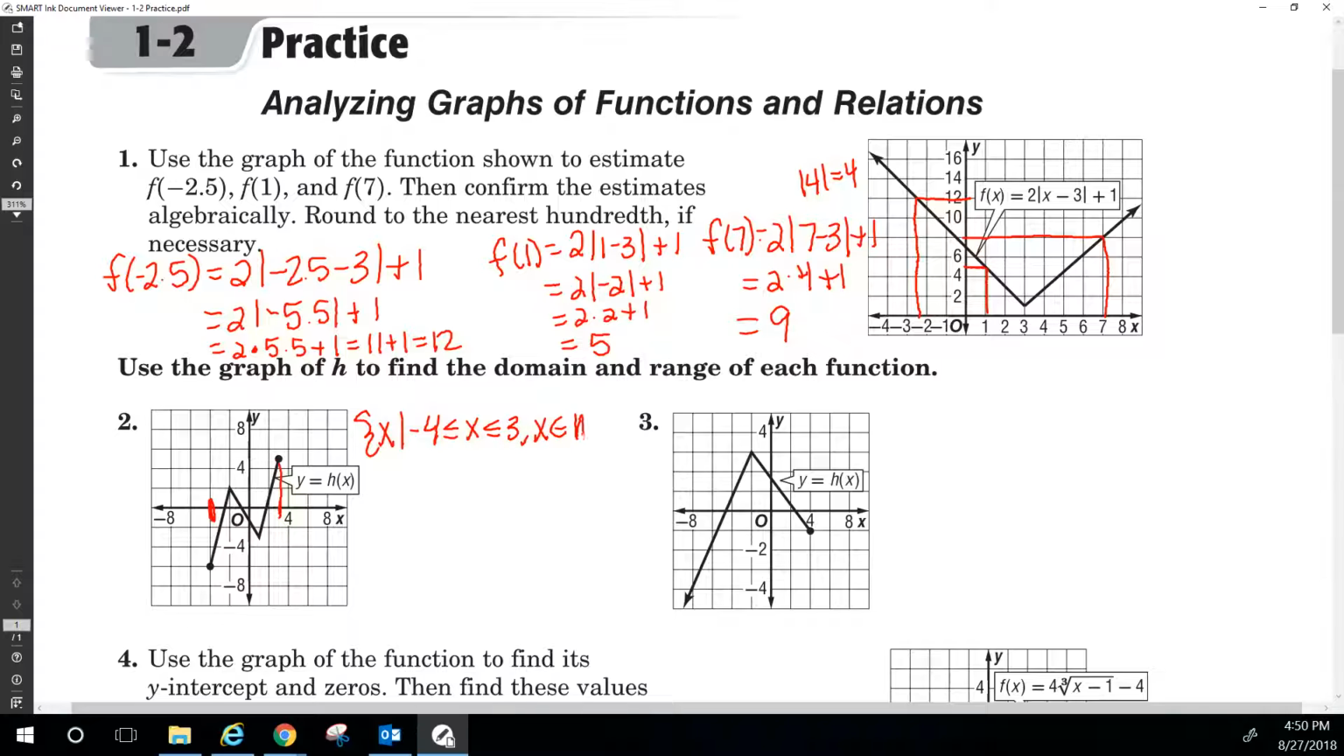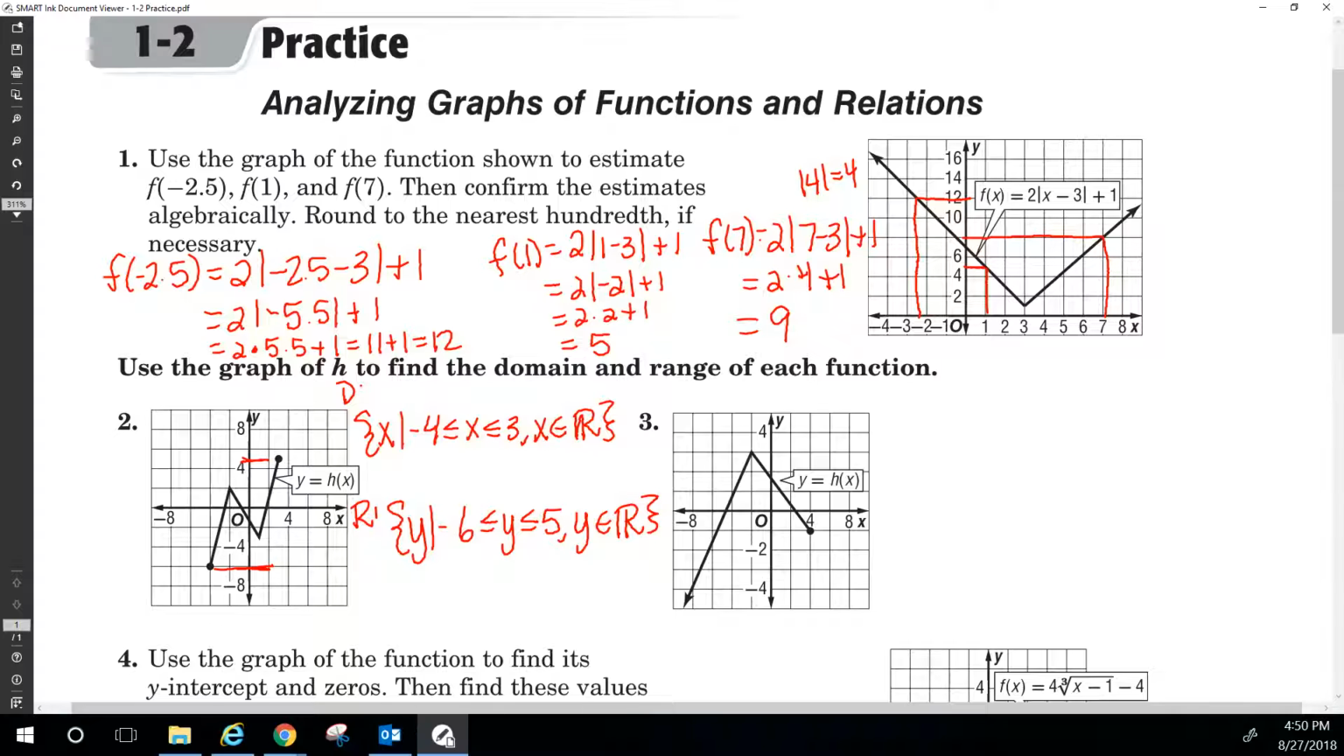And since we have a continuous function here, we never pick up our pen, it's the set of all real numbers. So that's our domain. For our range, we have a set of all y values, because we're talking about y for range. Here our y is negative 6 all the way up to 5. So y greater than or equal to negative 6, less than or equal to 5. Again, we're talking about all real numbers.